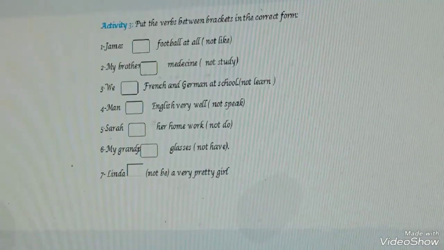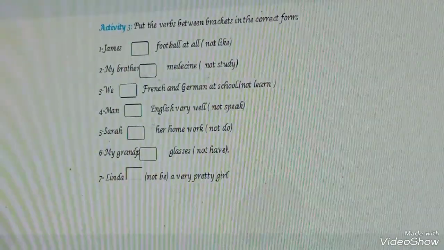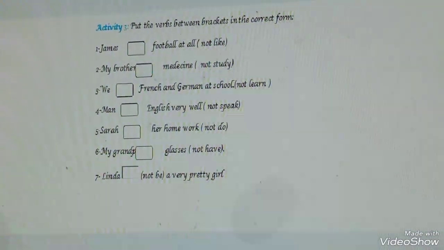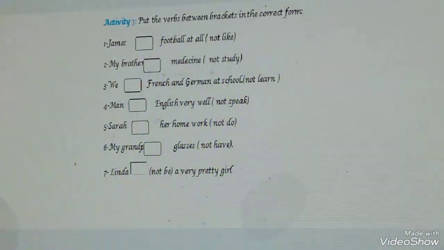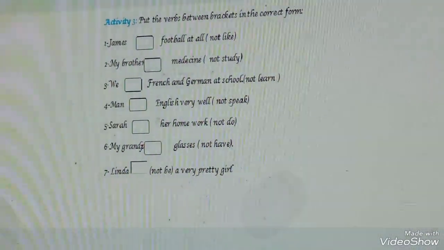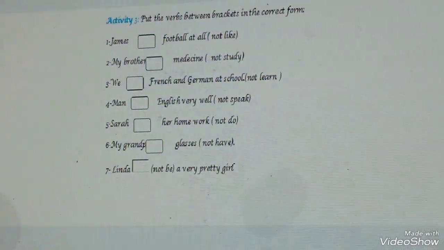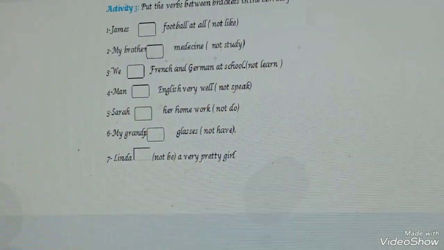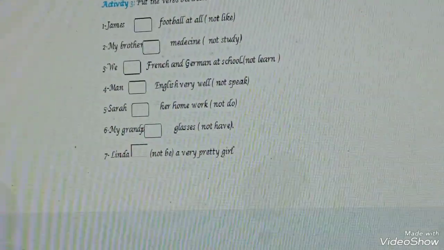So the answer is James doesn't like football. My brother doesn't study. We don't learn. Man doesn't speak. Sarah doesn't do. My grandpa doesn't have. And Linda is not a very pretty girl.